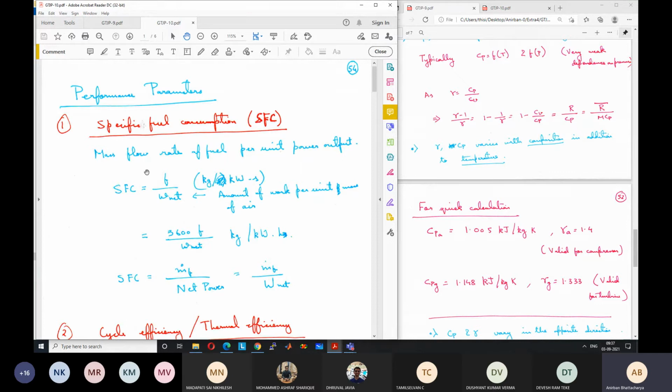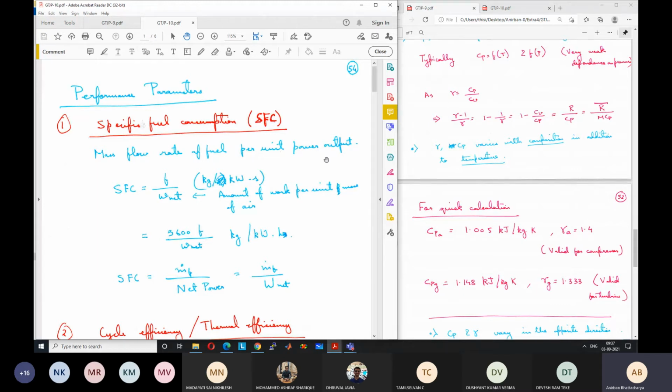So the mass flow rate of fuel, which is in kg per second, per unit power output, which is say kilojoule. Okay, kg per second per kilojoule. We'll come to the unit later. So this is written as SFC, specific fuel consumption, and this is equal to the mass flow rate of fuel, which is m dot f.